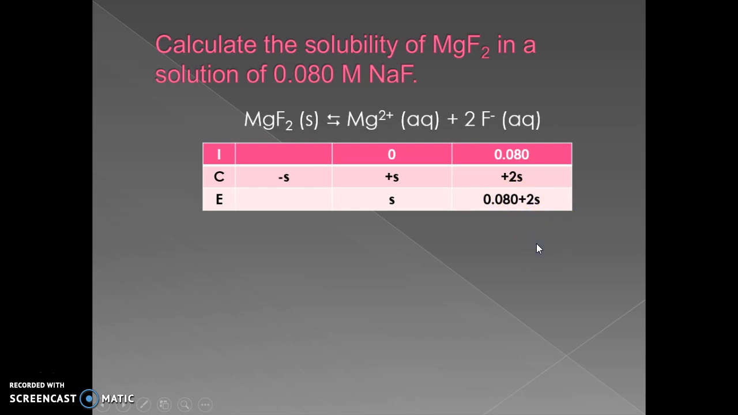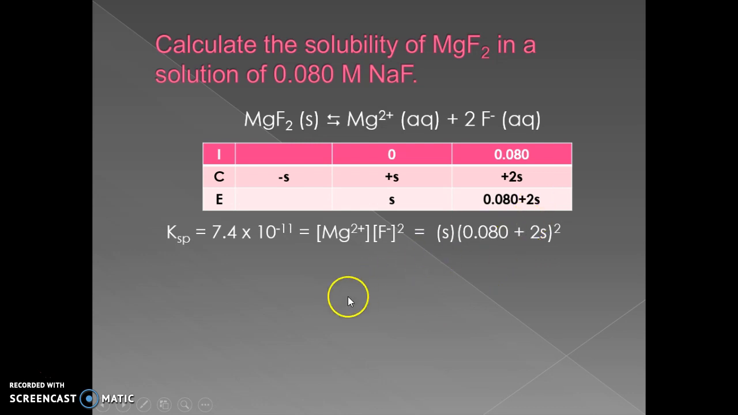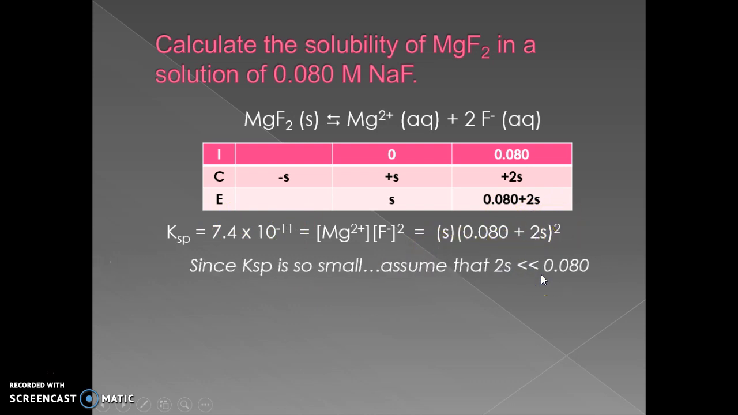Okay, so putting all my numbers in, my constant is still the same, 7.4 times 10 to the negative 11, but this becomes a little more complicated. Now, we're back to the equilibrium expression, so I know you guys have the calculator that lets you solve, and you can absolutely 100% use it in this case.